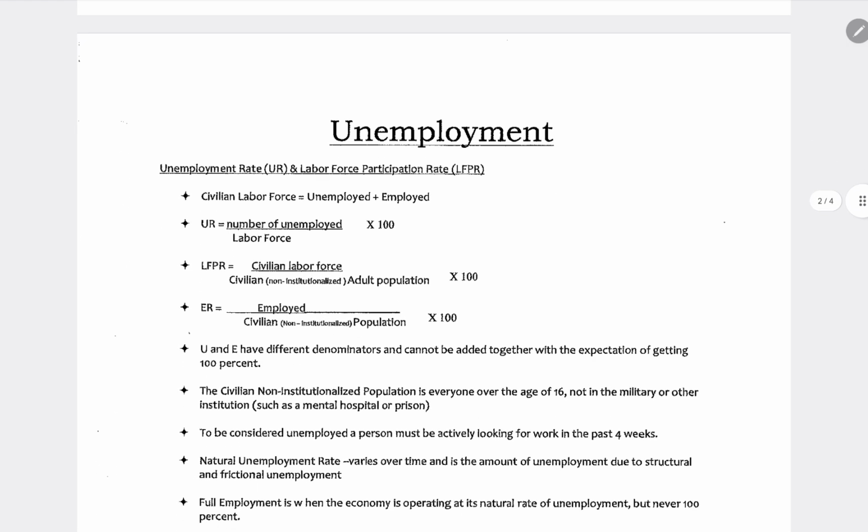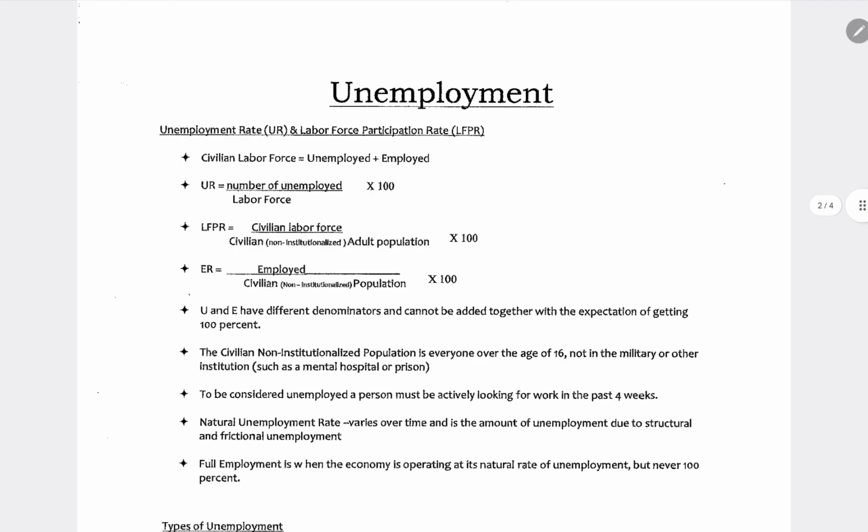Right. Now, unemployment is a really big part of the formulas because your unemployment rate is calculated through the number of unemployed people over the labor force times 100. That's your unemployment rate. And your civilian labor force, or the labor force, is just the unemployed plus the employed people. That's the number of people in the labor force, right?